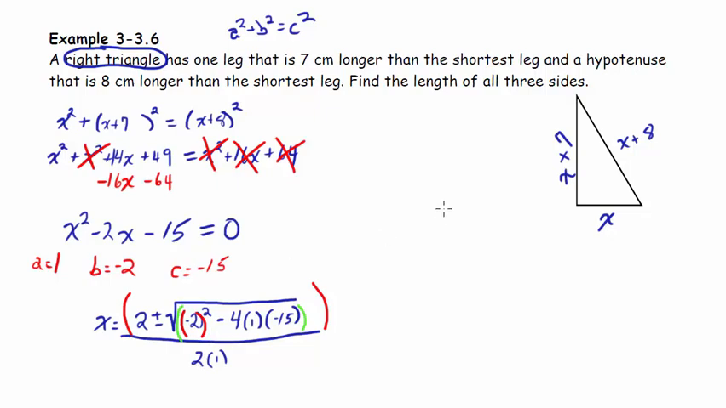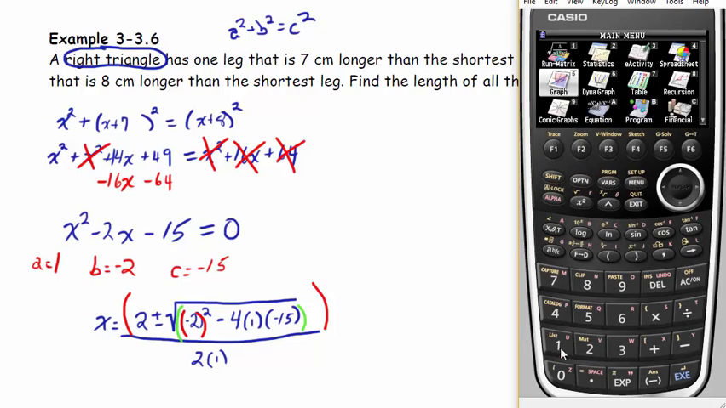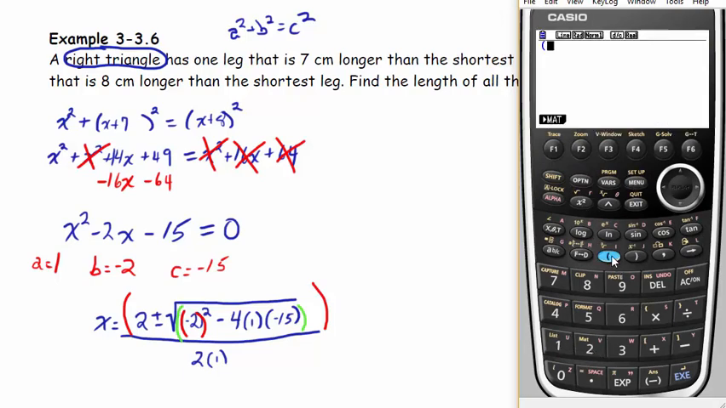Alright, so let's see if we can punch that in our calculators correctly. I'm going to open the parentheses for my numerator. 2. I'm going to start with the plus. Square root, open the parentheses for my radical. Now here I want -2 squared in parentheses minus 4 times 1 times -15. Close the parentheses for my radical. Close the parentheses for my numerator, divided by 2 times 1. Alright, and I get a value of 5.